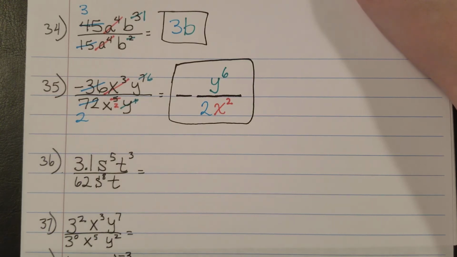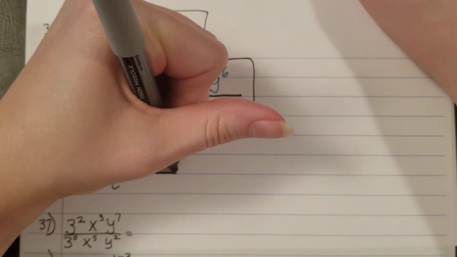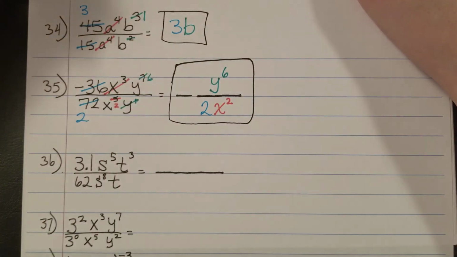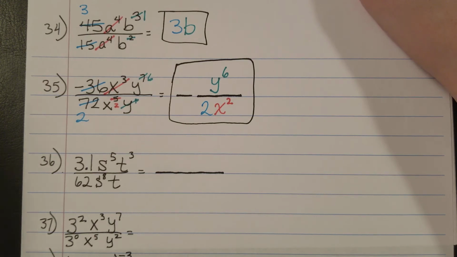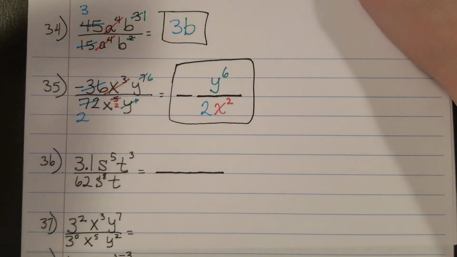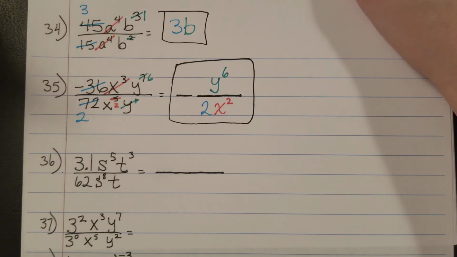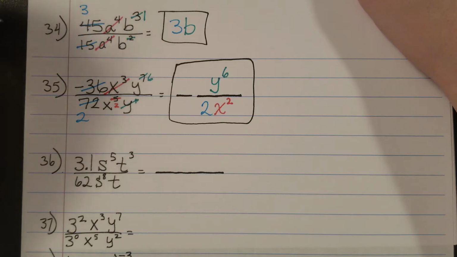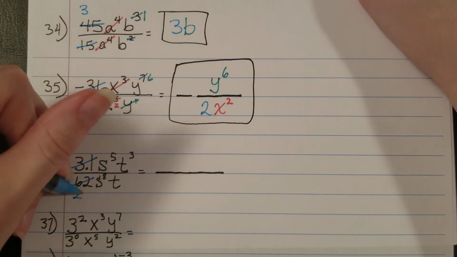Number 36. So we never really like to have decimals inside of our fractions, but I know that 31 would go into 62 exactly 2 times. So 3.1 would go into 62 20 times. Basically just move the decimal point. So 31 goes into 62 20 times.